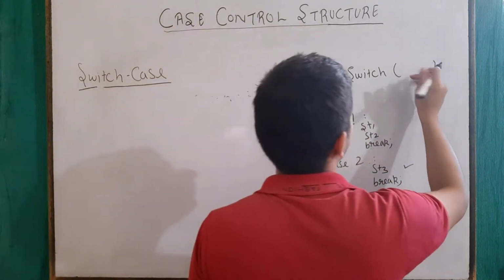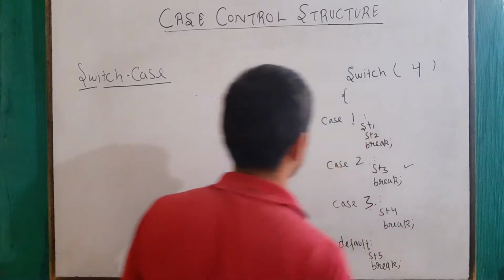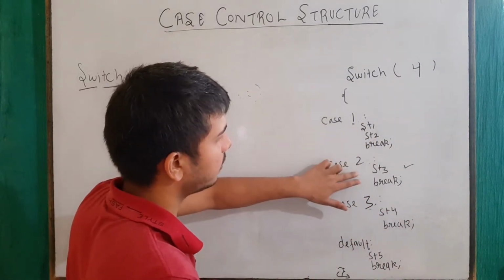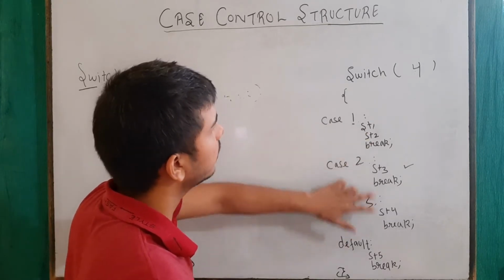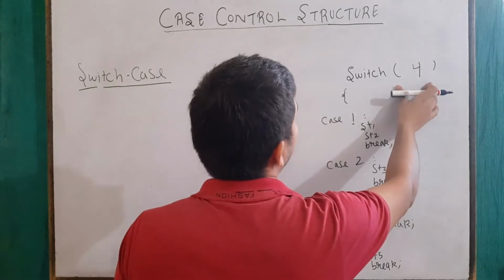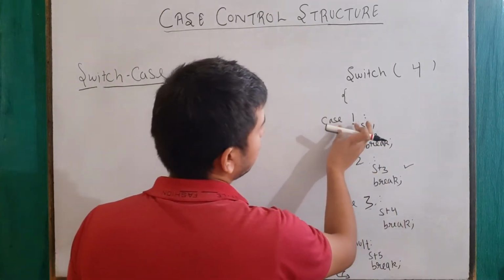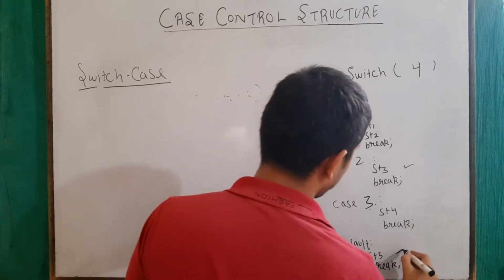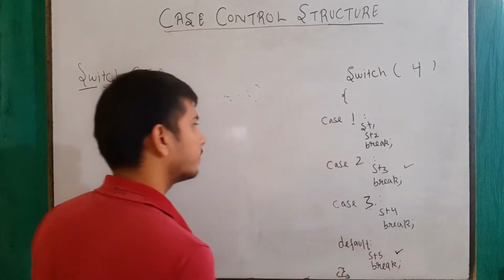Similarly, let's say the value was 4. So we will see that this is not true, this is not true, this is not true, none of these statements are true. So when none of the values match with the cases, then the default block will execute. So here statement 5 will execute.